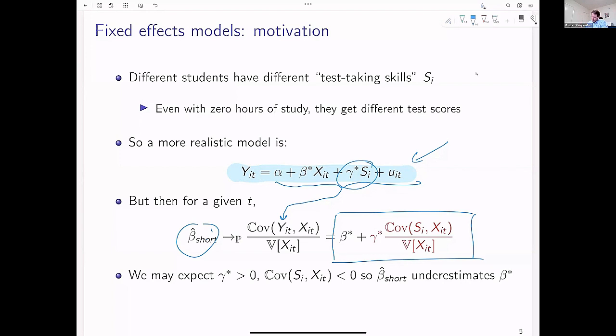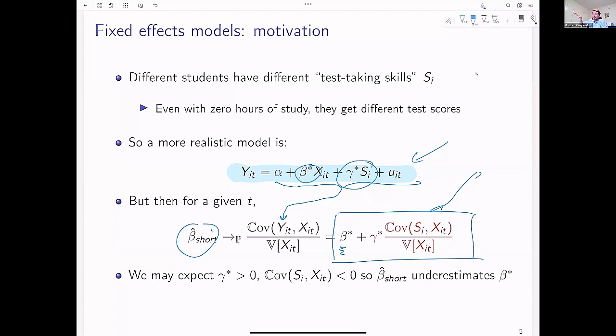What is it? Well, the first part here is beta star. And we said beta star is the coefficient from this regression. That is the expected change in test scores after changing hours of study, holding test-taking skills fixed. So that would be what in this simplified setting we interpret as the effect of hours of study. That's what we would like to learn about. But that's not all we get, right? We get beta star plus this additional term that is highlighted in red. So when we run the short regression, not including S, we're not getting the effect of hours of study, we're getting the effect of hours of study plus something else.